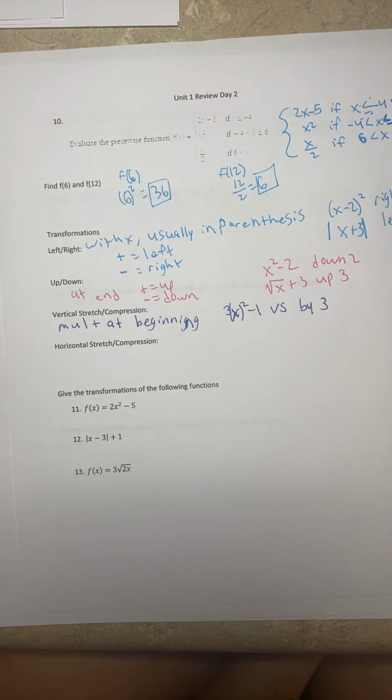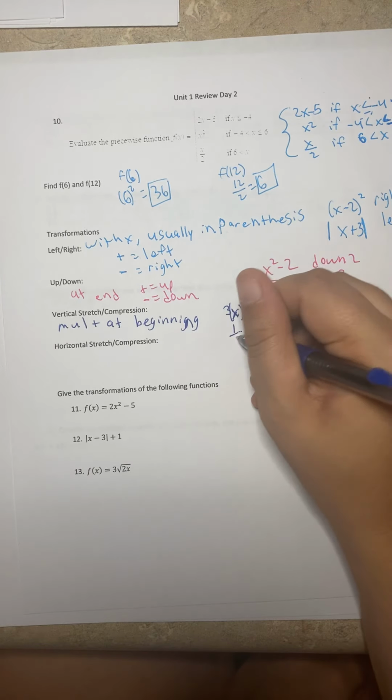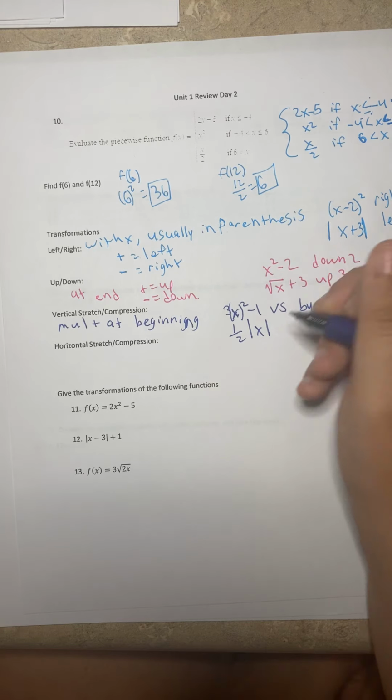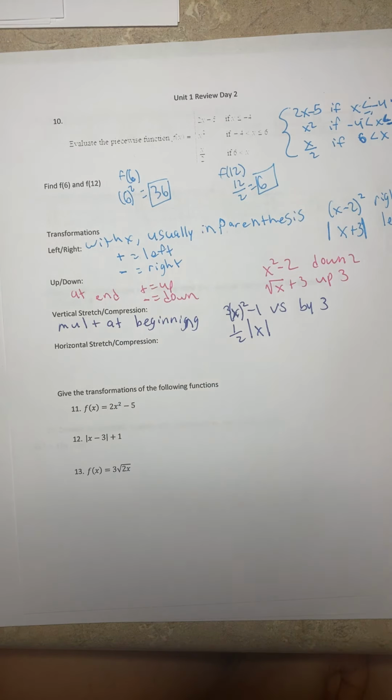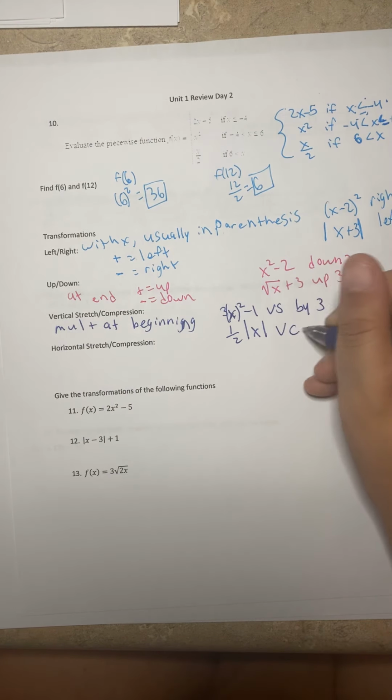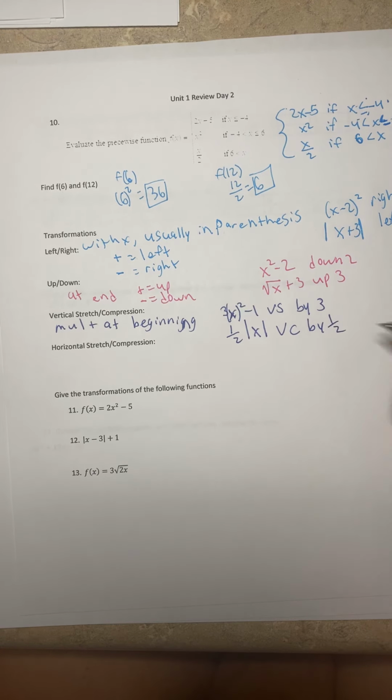And I put VS for a vertical stretch. Okay? So for example, say it was 1/2 absolute value of x. Again, it's not with x, it's in the very, very front of my function. So that means that's a vertical compression by 1/2. Remember, if it's a fraction, it's always a compression. If it's a stretch, it's going to be a whole number.